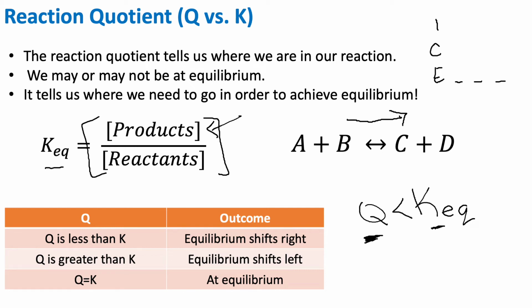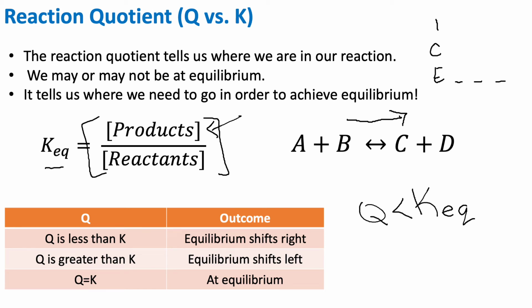Now I hope this makes sense because it can be kind of confusing. I'm going to explain it one more time. So let's say our Q is smaller than our KEQ. How do we get our Q to be bigger? Well, if the equation for Q is the same as KEQ, how are we going to make the Q bigger with this equation? We can make it bigger by making the concentration of product bigger and lowering the concentration of reactants. So that means we push our reaction to the right or we push it towards the products.